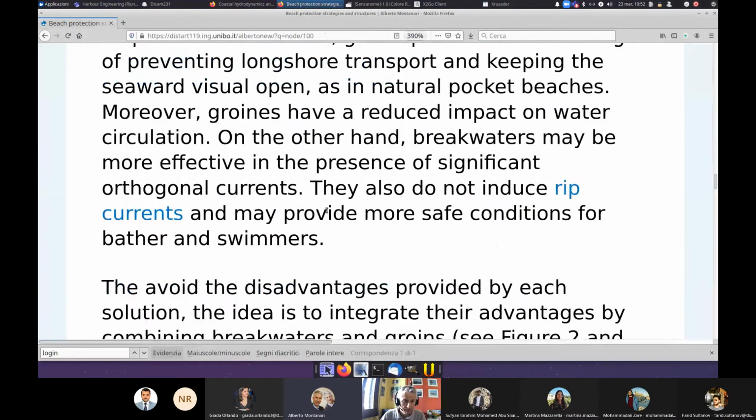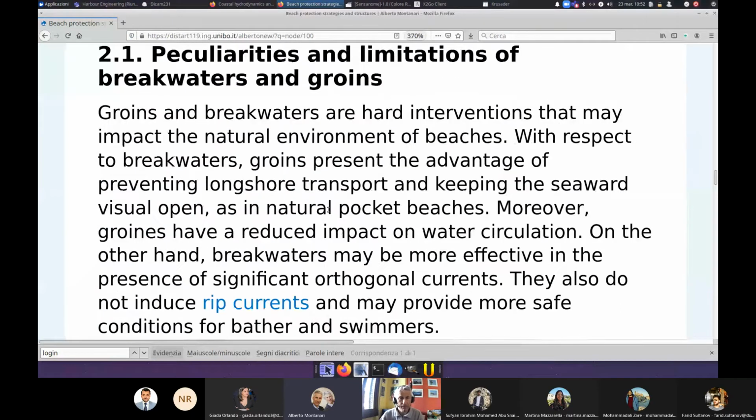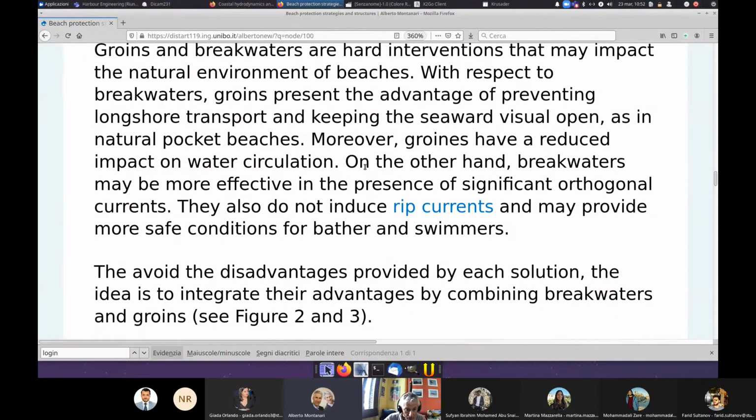Now, here there is a discussion on what the limitations are, and in particular the issues that we should evaluate with attention when we design breakwaters and groins. I'm particularly interested in groins because, as I said, breakwaters are not our main concern. You discussed them with Professor Archetti.